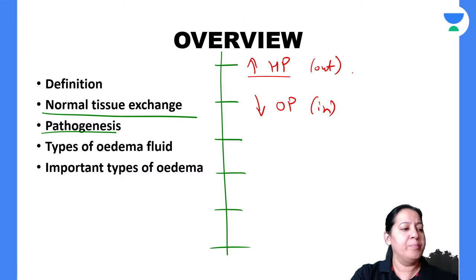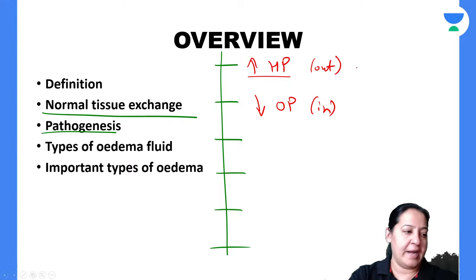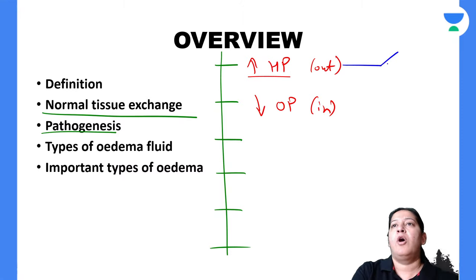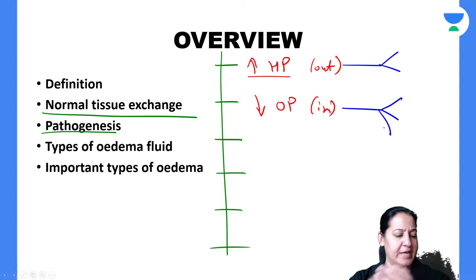I will discuss all these in detail. Let me enumerate. I will tell you 3 reasons or 2 reasons of increased hydrostatic pressure. I will tell you 3 reasons of decreased oncotic pressure. That I will tell you later on. Let me enumerate. Give me a thumbs up.